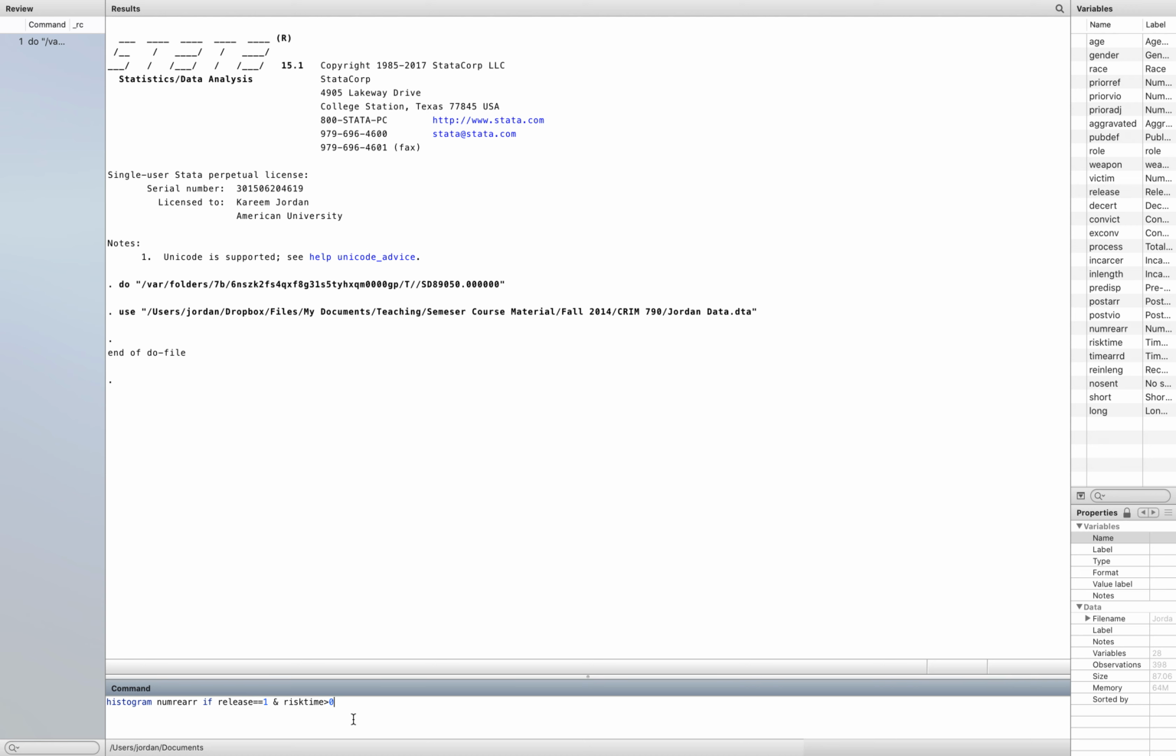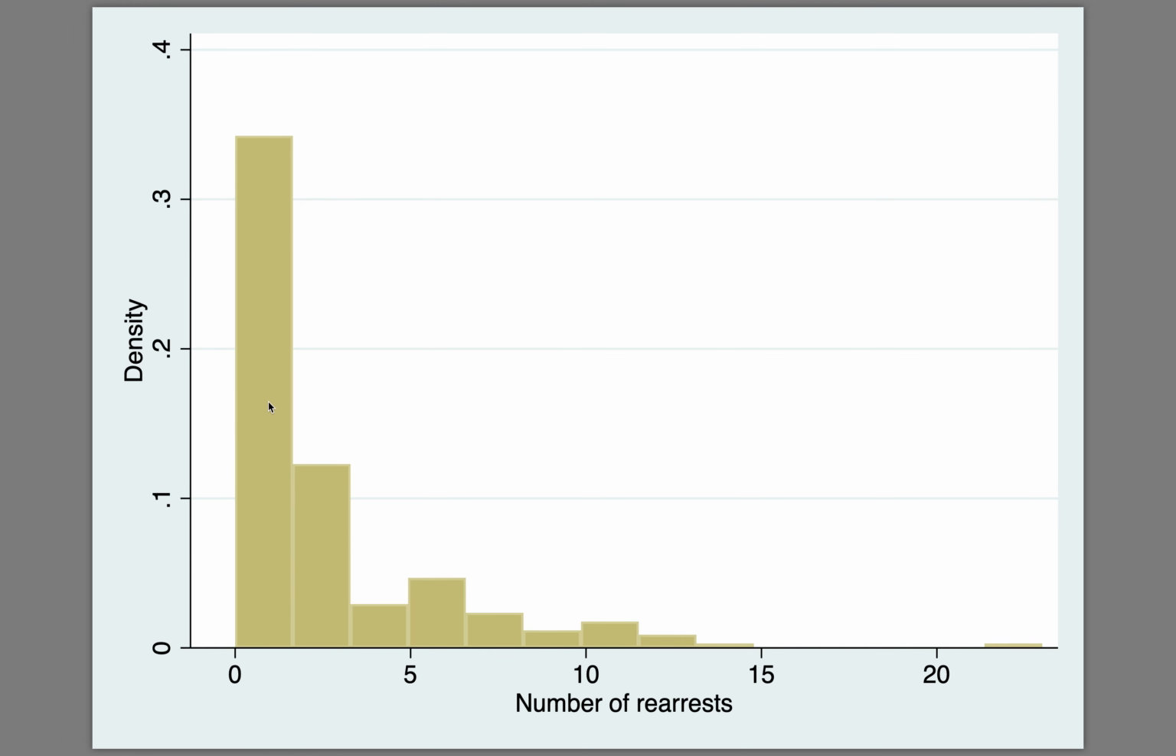So, if you then hit return, this gives you a picture of how that outcome looks. As you can see, over 30, maybe 34, 35% of the people had zero, were not rearrested at all. And if you put a distribution around this and looked at the normality of it, it wouldn't be normal because it goes pretty much from here up and then it goes down, and it's very skewed.